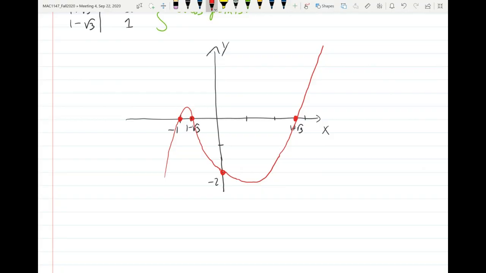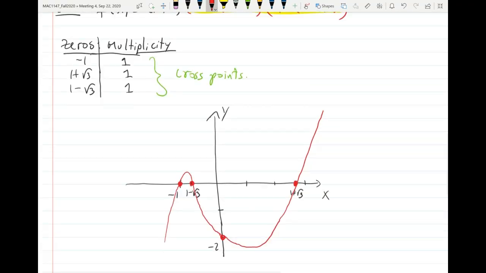Again, how high we go, how low we go, once you learn calculus, you will know precisely. If you want a more accurate graph, you will need to plot more points, okay? But this is a quick sketch of what's going on. Anyways, question for the first example.